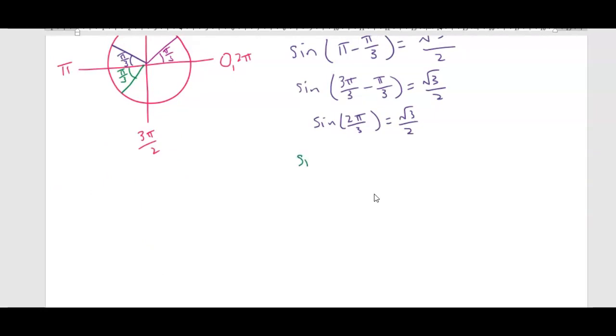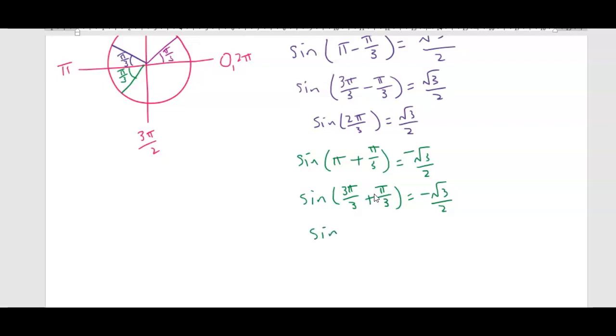Okay, so now we've got sine of pi plus pi on 3 is equal to root 3 on 2. Because we're in the third quadrant, that's going to be negative. I'm going to change that pi to 3 pi on 3, just so we've got the same denominator. So when you add fractions, it's always easier to have the same denominator. So now we've got 3 pi plus pi is 4 pi on 3 equals negative root 3 on 2.